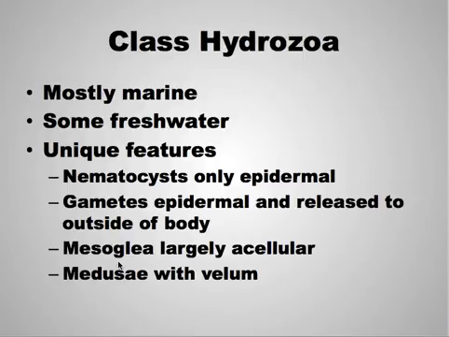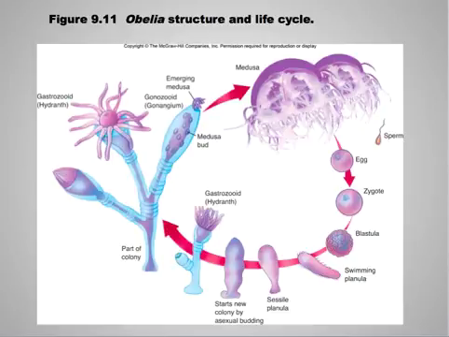So this is within the cnidarians. They do have nematocysts, but they're only epidermal. The gametes are also epidermal and are released outside of the body. And it does have a medusa form. So this is the medusa form.